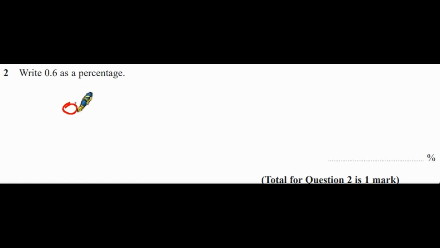Question 2 asks us to write 0.6 as a percentage. The simplest way is to take a decimal, any decimal at all, and if we multiply by 100, the answer we get is 60. Therefore, the answer is 60%.